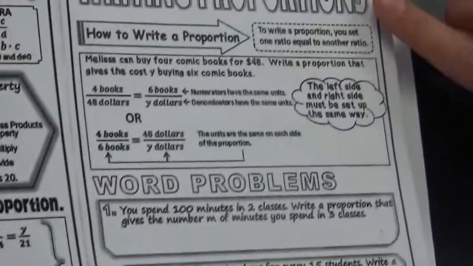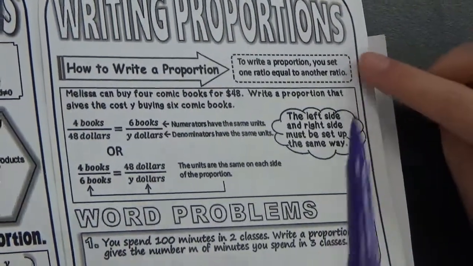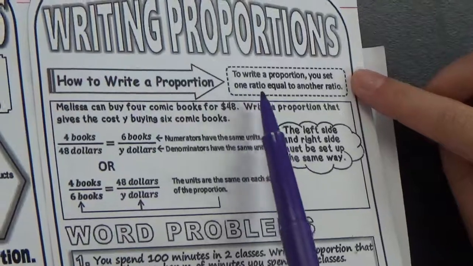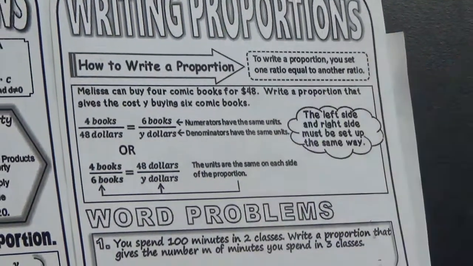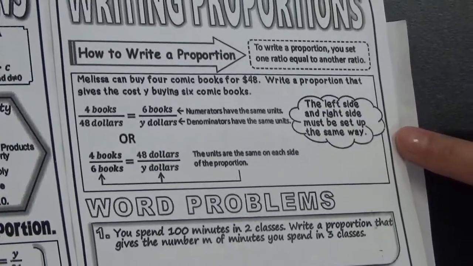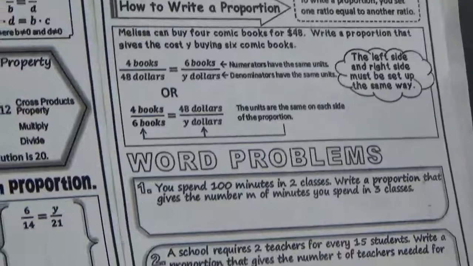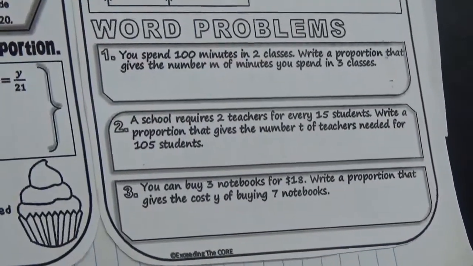Last section, writing proportions. How to write a proportion. To write a proportion, you set one ratio equal to another ratio. This is an example that has already been solved for you, and you may work on these last 3 problems on your own.